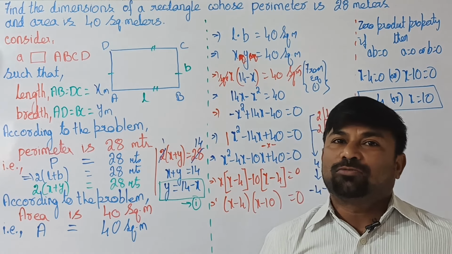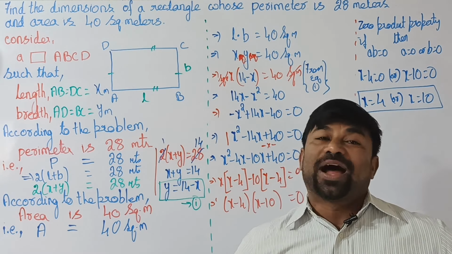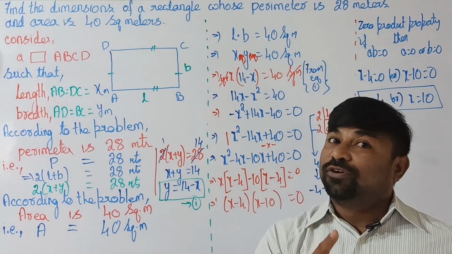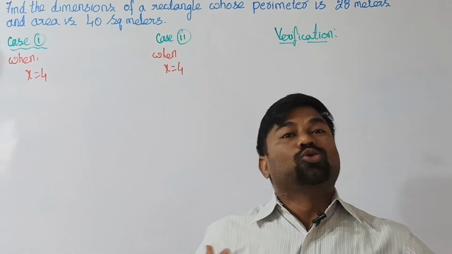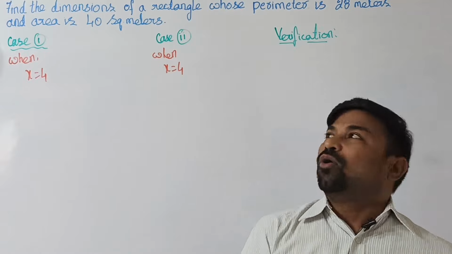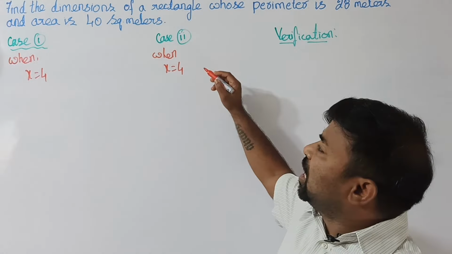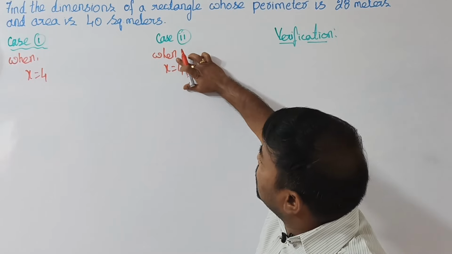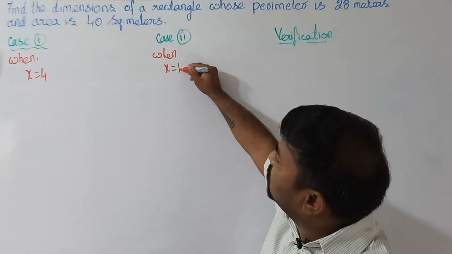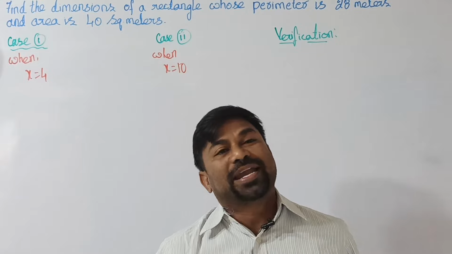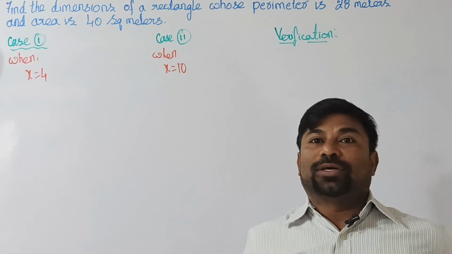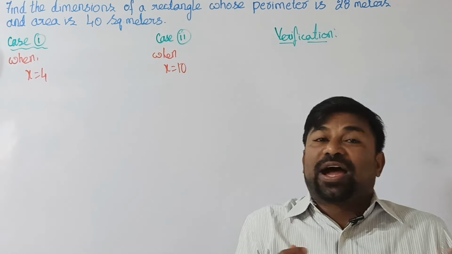So based upon that, we have to move forward to find out the length and breadth. And don't forget, we got two cases now. x is equal to 4 and the other one we got is x is equal to 10. These are the two values we got. So let's check whether these two values are correct. Let's find out the labeling.